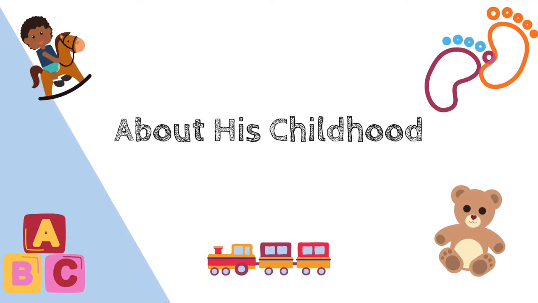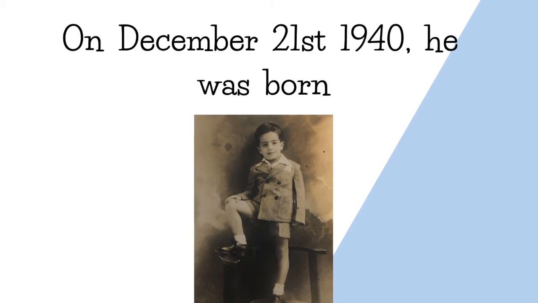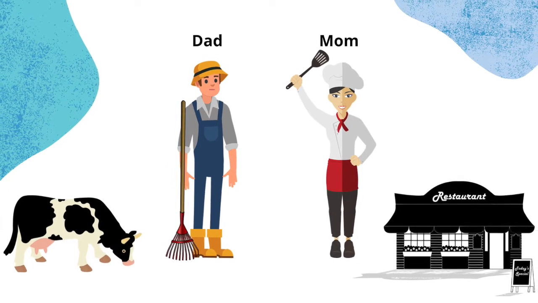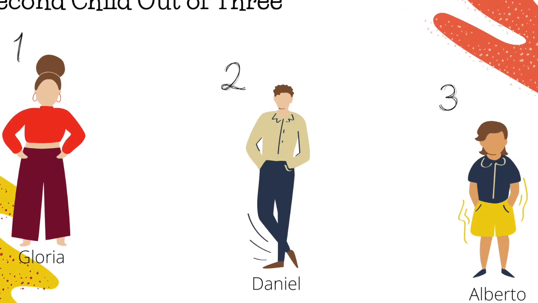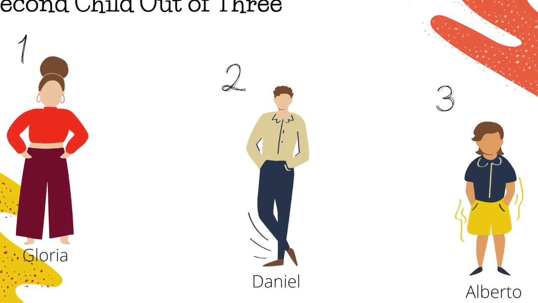Now it's time for you to know a little bit more about my grandfather. He was born in Chiquinquirá, Boyacá on December the 21st, 1940. His parents were Luis Alberto Aguilar, who worked in a pharmacy, and his mother, Ana Maria Betulia, who worked at a restaurant. He was the second child out of 3. He had an older sister called Gloria Aguilar and a younger brother called Alberto.